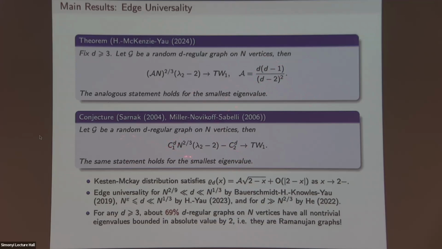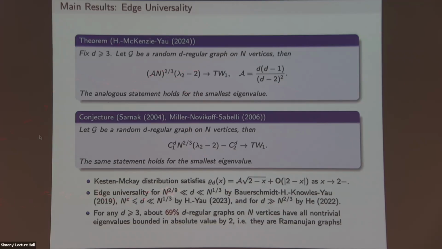And the reason for this C1d is because if you look at the Kesten-McKay distribution, zoom in around the edge, which is at the location 2, it has a square root behavior. It behaves like this constant a times the square root of 2 minus x. And if you do the same thing for the semicircle distribution, it also has the square root behavior at edge 2. For the semicircle distribution, you will get the square root of 2 minus x. So this normalization by this constant a is just to make the curvature the same. And so this is for the fixed d.